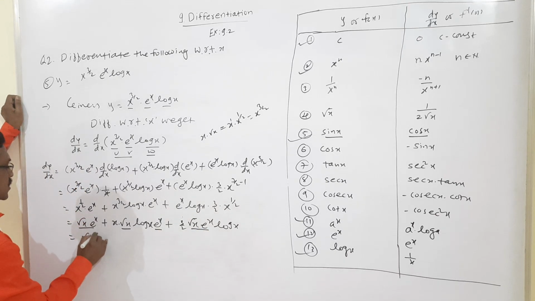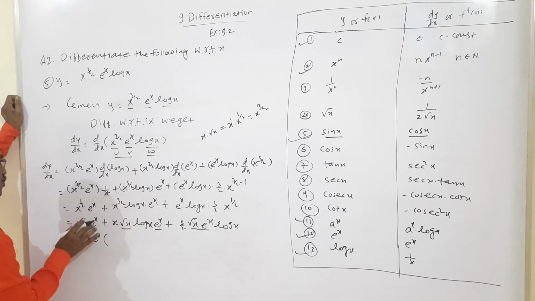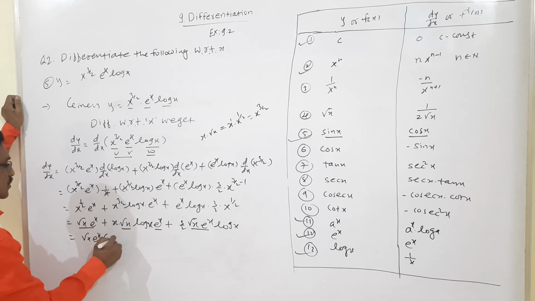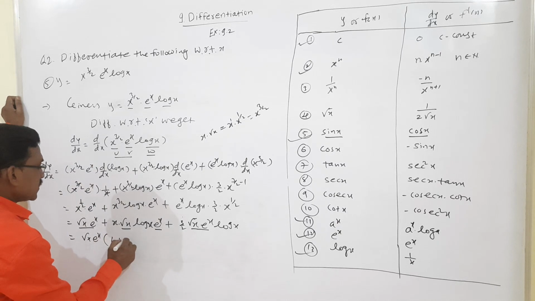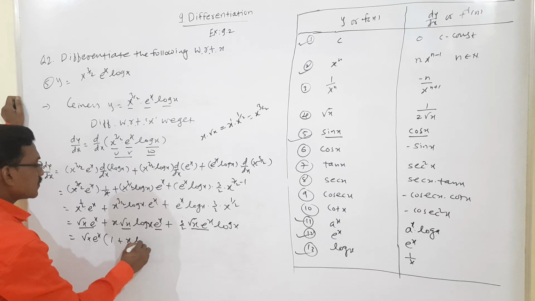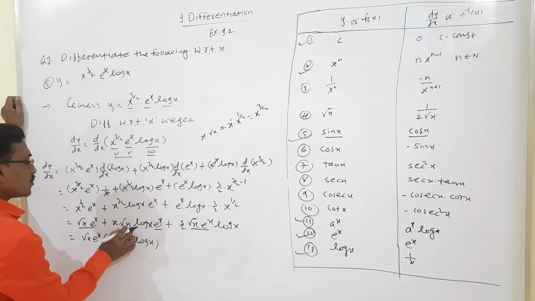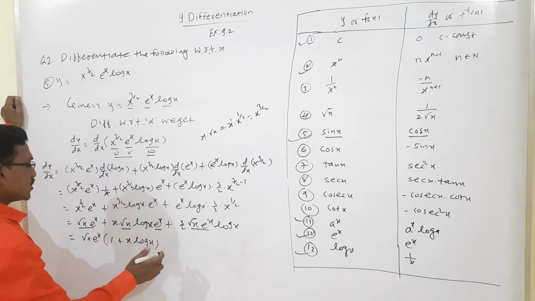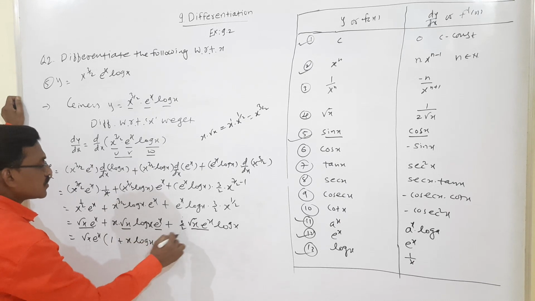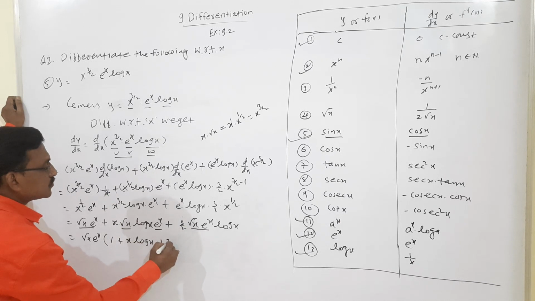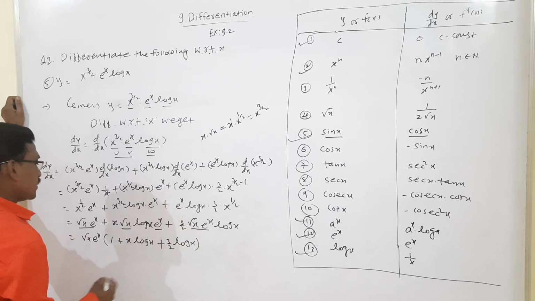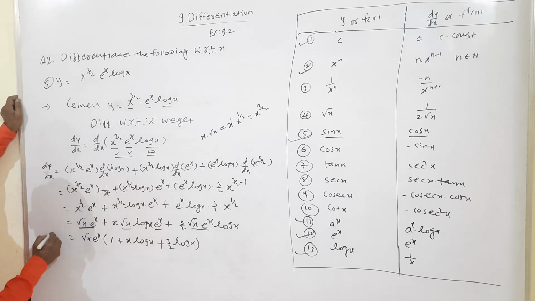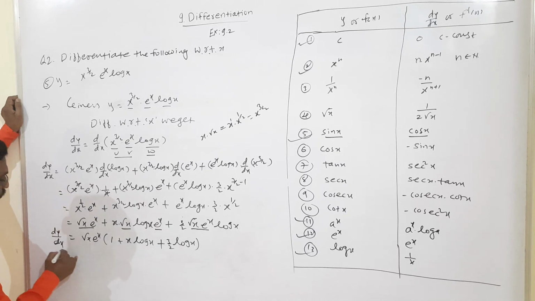So root x into e raised to x, here we take this term common, that's why it is 1 only here, 1 plus x into log x here, the remaining term, because we take common root x into e raised to x, and plus this last term 3 by 2 into log x only. And so this is the final derivative of the given function.